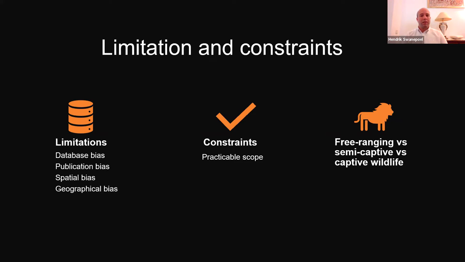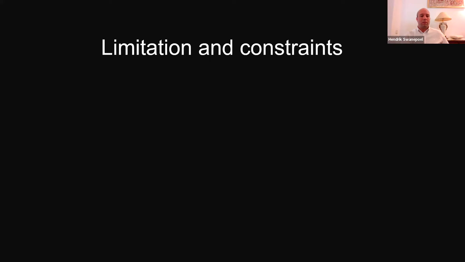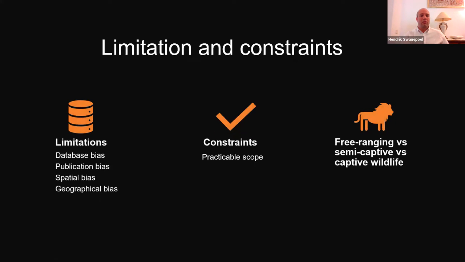There were several limitations which affected this research study. In the first instance, it was predisposed to database bias because only three multidisciplinary databases were interrogated. It was predisposed to publication bias, spatial bias, and geographical bias. In addition to this, constraints were also put into place to maintain a practicable scope for the study.